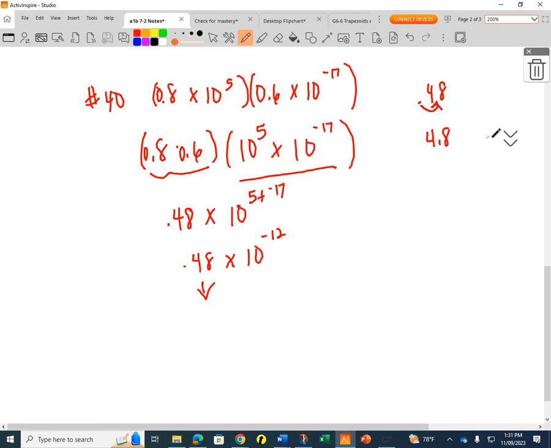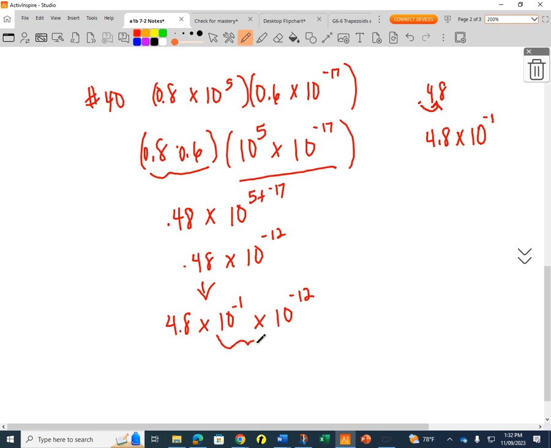Does that make sense to everyone? When I do that, I've got to say it's times 10 to some power. We moved it 1 space, and since this number was less than 1 to start with, that's a negative 1. So now I'm going to replace 0.48 with this expression: 4.8 times 10 to the negative first times 10 to the negative 12.